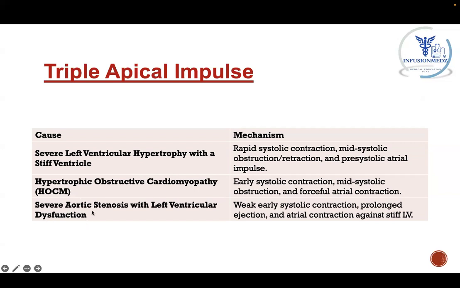Also, this is seen in severe aortic stenosis with left ventricular dysfunction. Suppose the patient has aortic stenosis with LV dysfunction. Now, the contraction is so slow. Initially, there will be a weak early contraction, which will lead to the first apical impulse. Then there will be prolonged ejection, which will be the second apical impulse. And also, because in severe aortic stenosis the ventricle is very stiff due to the pressure overload, the pre-systolic phase leads to the third apical impulse. Similarly, this can also be seen in severe left ventricular hypertrophy with a stiff ventricle.